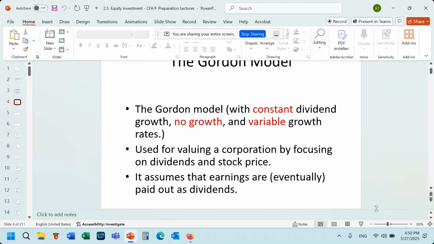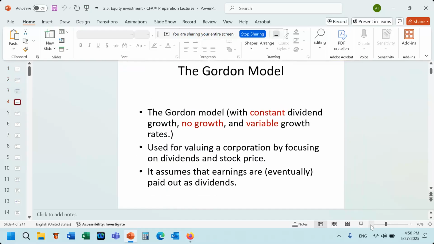So let's get started with Gordon's model, which for many of you is a review. We can use Gordon's model with a constant dividend, which is an assumption that dividends stay the same. Or we can have it with a dividend that grows at a constant rate, or with a variable growth. And also a negative growth is possible. So I'll do an example of each one of these.